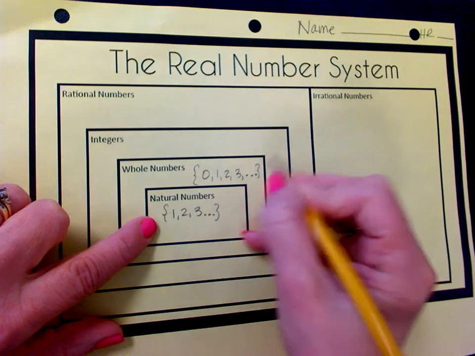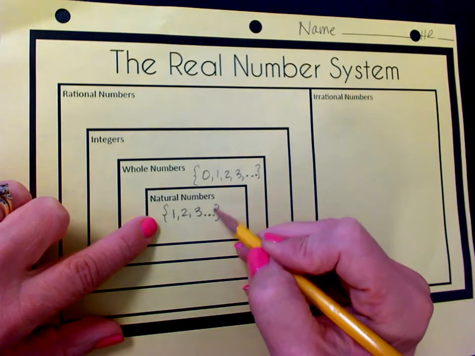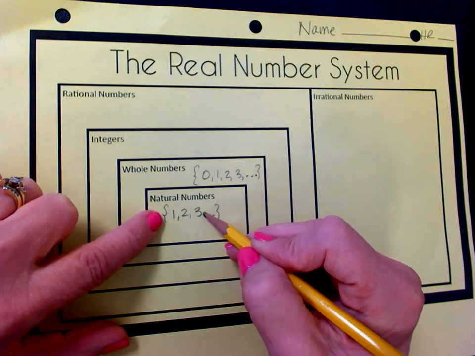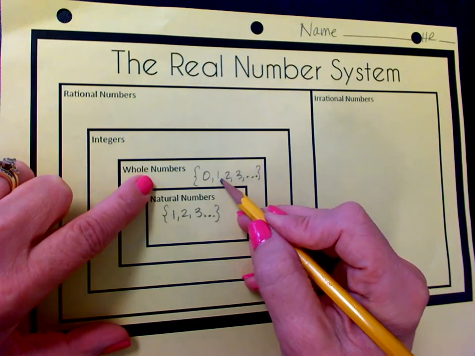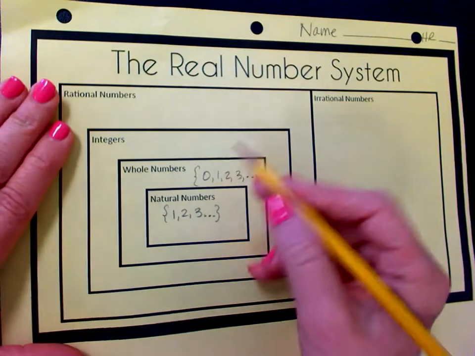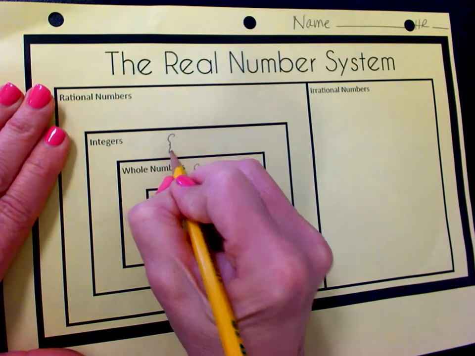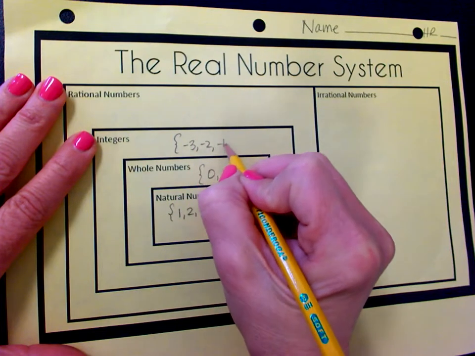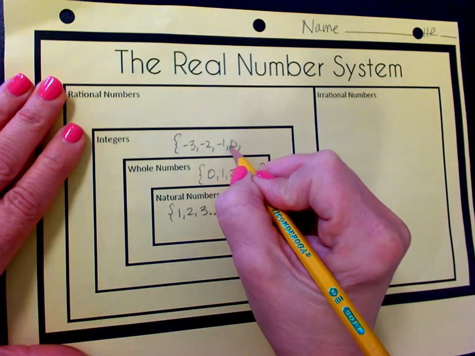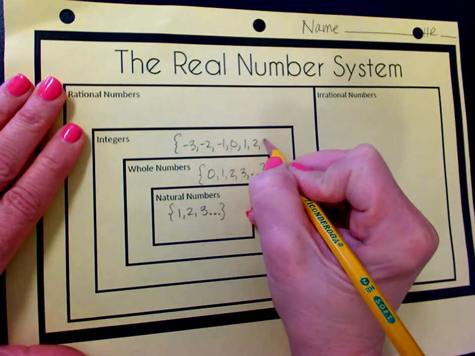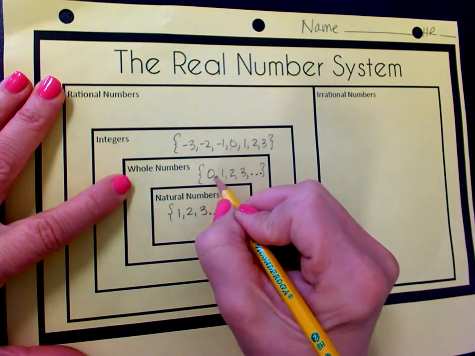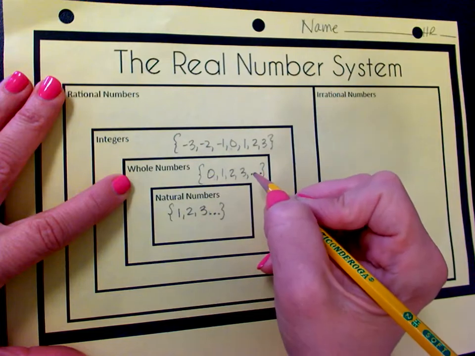Now, these go on forever, so I can pick 9,922. That's a natural number. That's a whole number. Now, if it's natural, it's also whole. If it's natural, it's whole. It's also an integer. So integers, this is where your negatives start. So -3, -2, -1. Remember, by definition, it's whole numbers and their opposites. That's why 0 is an integer, because of the definition of whole numbers and their opposites.